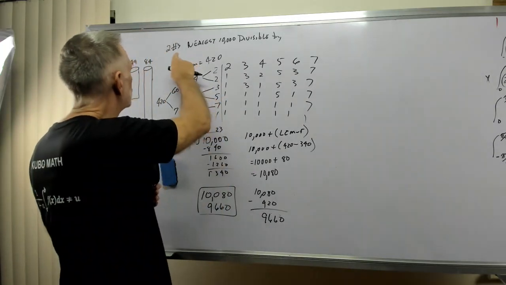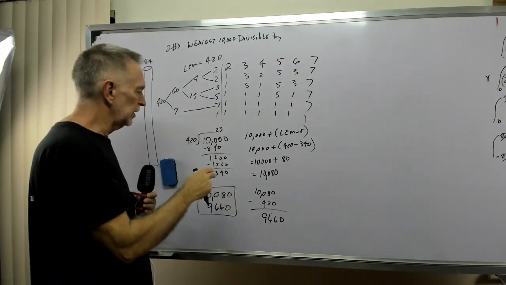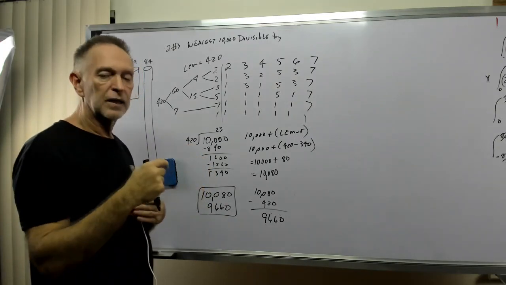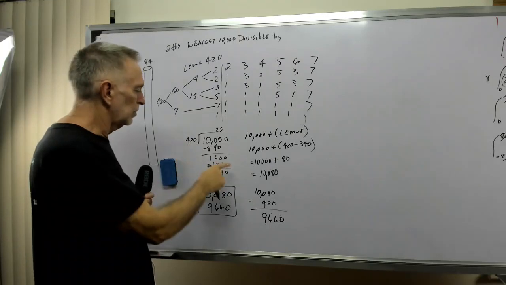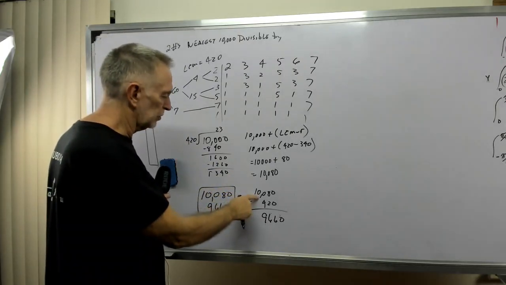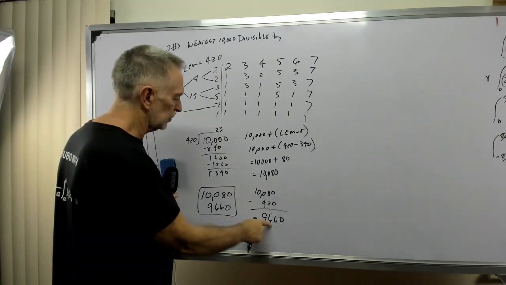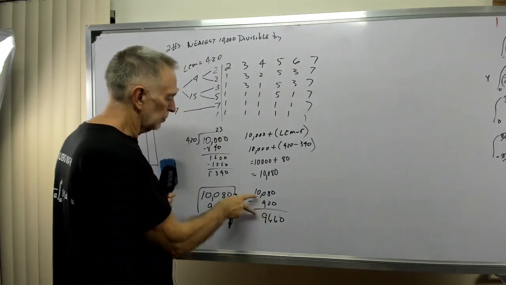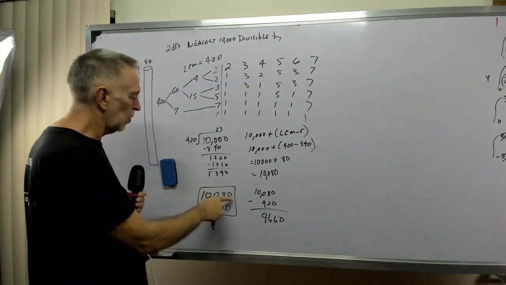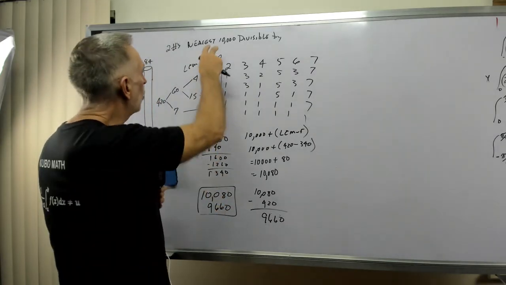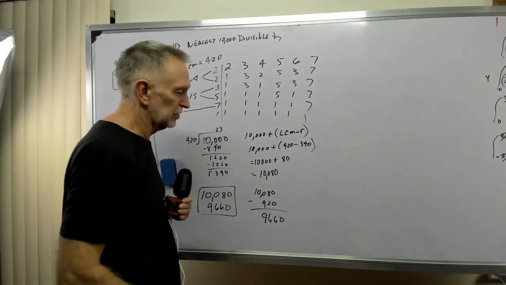But they wanted 2 of the closest numbers. So since 420 was my least common multiple, and this was already really close, I just subtracted 420 from it, and that gave me 9660. So those, the 9660 and 10,080, would be the closest numbers divisible by 2, 3, 4, 5, 6, 7.